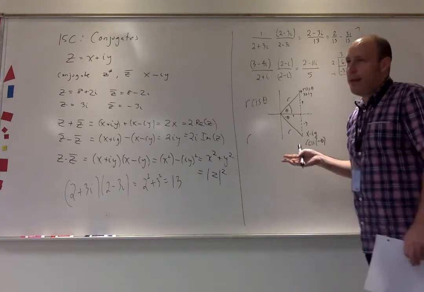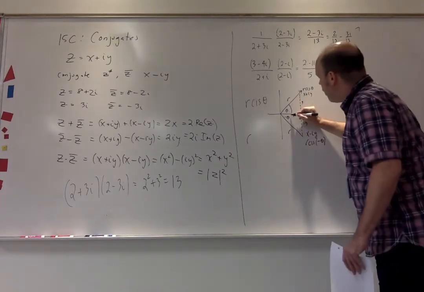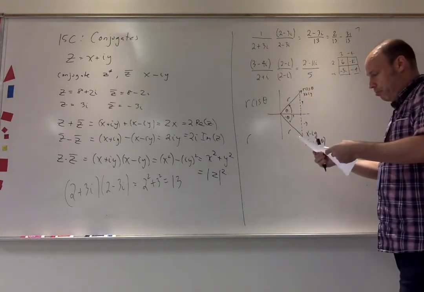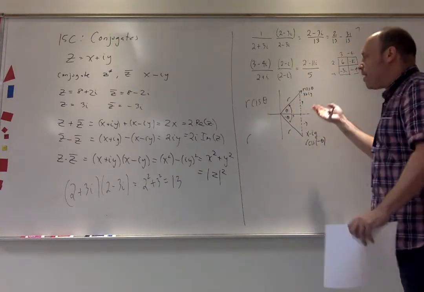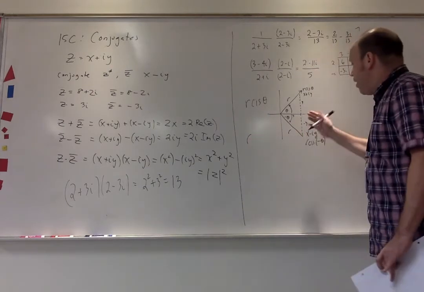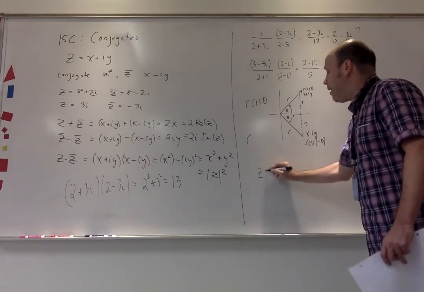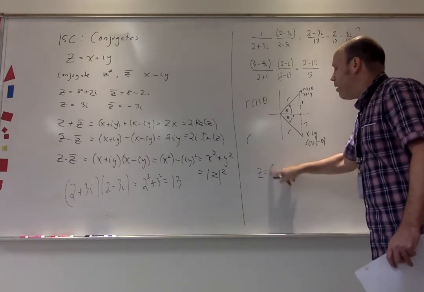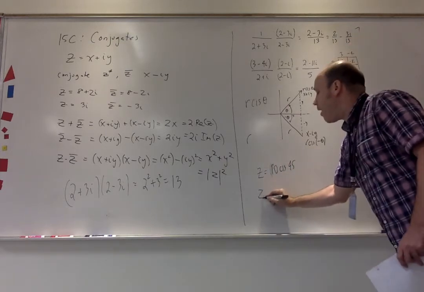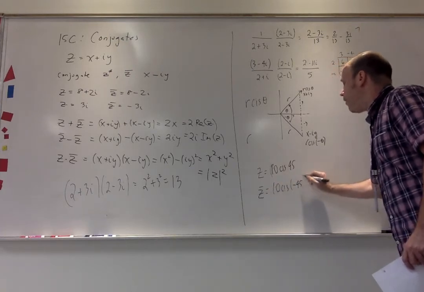And that totally makes sense, we're negating. So the rotation, yeah, the idea, that's it. Using a negative rotation will make your life so much easier. So, let's call z, I don't know, how about 10 cis 45, the conjugate is 10 cis negative 45.